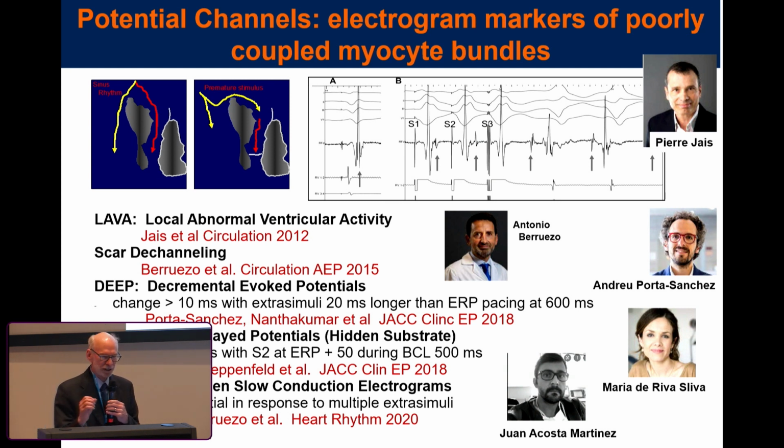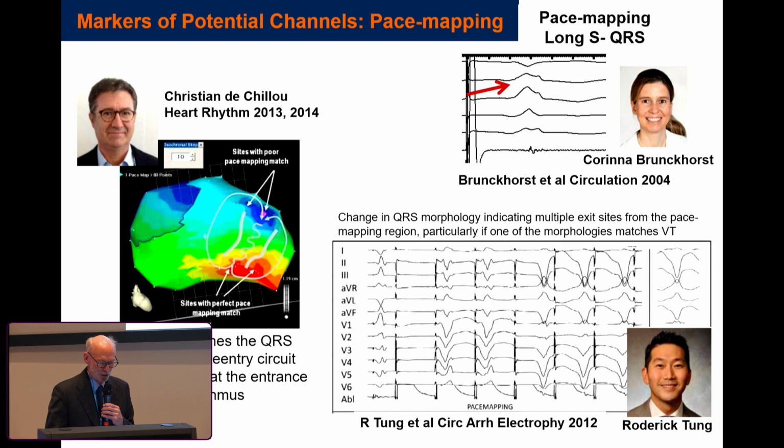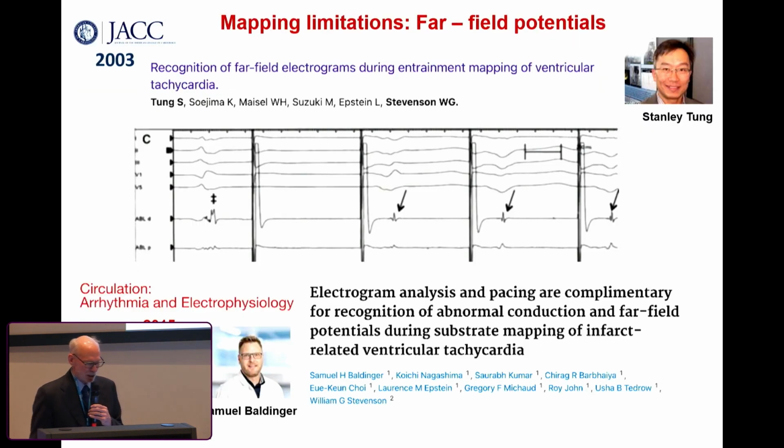And all of these are targeting these regions of surviving myocyte bundles that can be dissociated from some of the surrounding myocardium. And this is typical of areas of reentry circuit channels. You can also identify these with pace mapping, demonstrated by Professor Di Chalou and others.